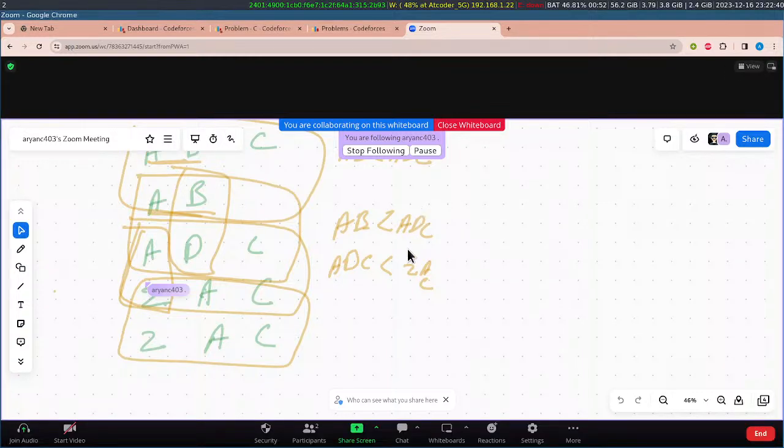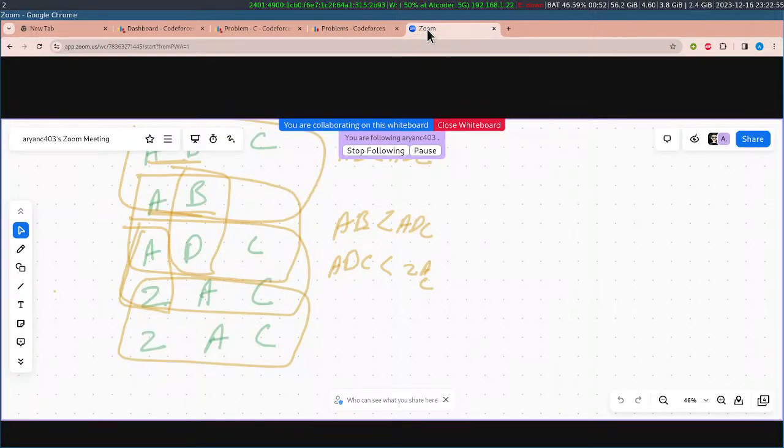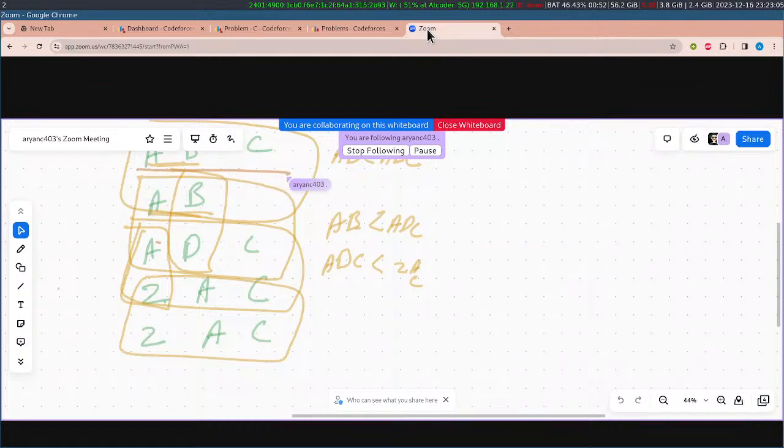Now we are also given that there is some cyclic shifting over here, and if you look at the definition, it says T1, T2, ... Tm is the string. If we cyclic shift it, Tm becomes the first and then all the letters appear. So if we look at these strings again, cyclic shifting of ABC means C comes first, so it becomes CAB, and if we cyclic shift again, B comes first, it becomes BCA.